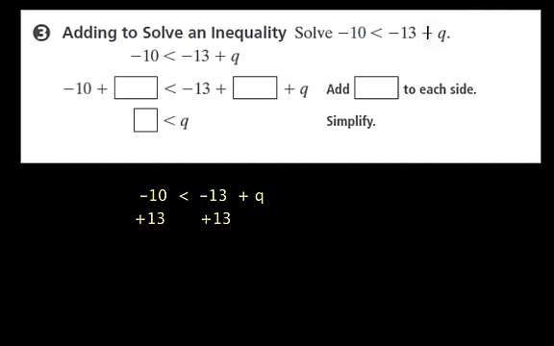So negative 10 plus 13 is positive 3. On the right-hand side, the negative 13s are going to cancel each other out, so you're just left with q. So 3 is less than q, or we can read it backwards, q is greater than 3.